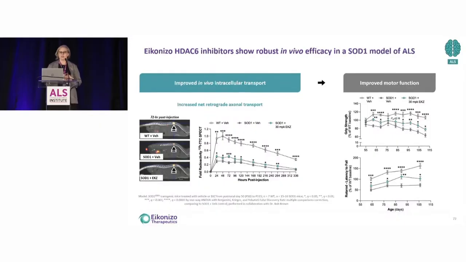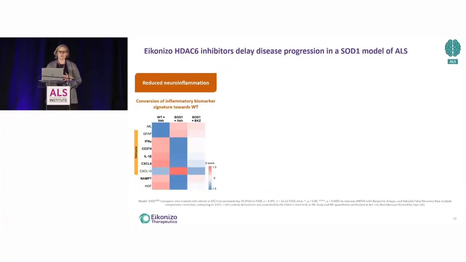Next, since we recognize that there's no true gold standard ALS animal model that predicts clinical survival benefit, we prioritized a biomarker-focused study with ALS TDI so that we could identify and preclinically validate HDAC6 inhibition responsive biomarker candidates for consideration in our clinical trial design. We treated SOD1 and wild-type mice with vehicle and a group of SOD1 animals with HDAC6 inhibitors from postnatal day 42 to postnatal day 105 when the mice are symptomatic.